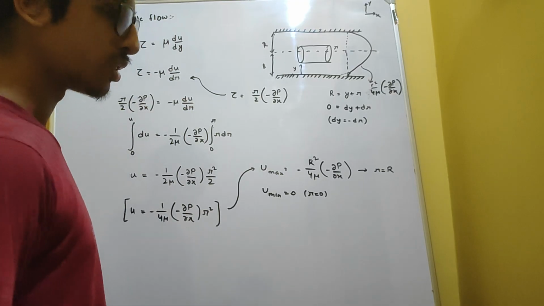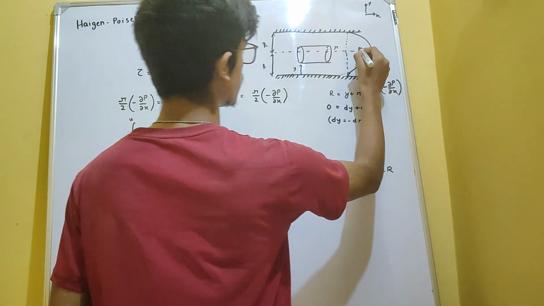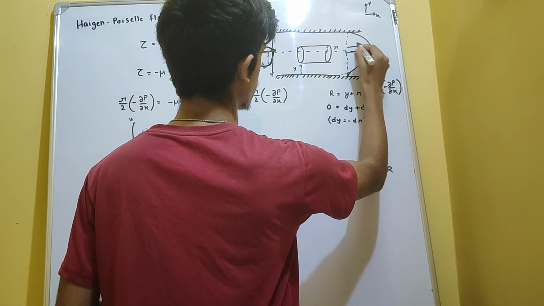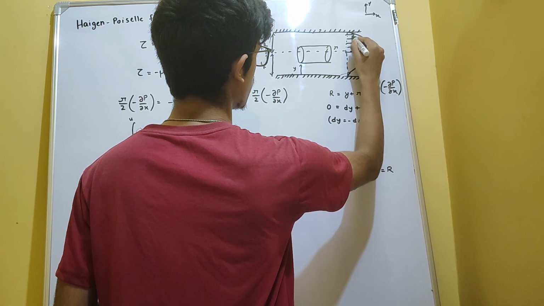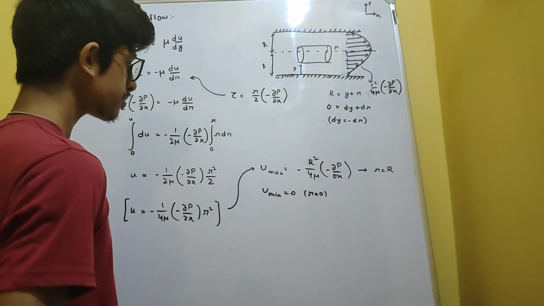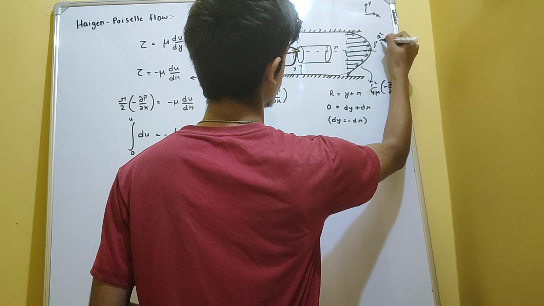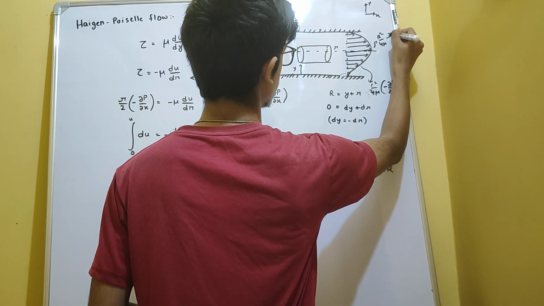Right, so these are the velocity variation and shear stress variation that we have observed. At the center line the velocity is maximum, and as we move towards the wall the velocity decreases and eventually becomes 0. And at the center line the maximum velocity is capital R square by 4 mu, negative dou p by dou x.